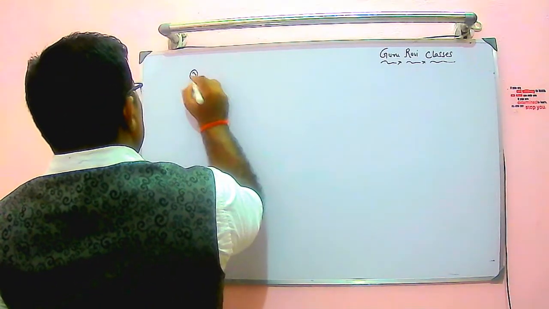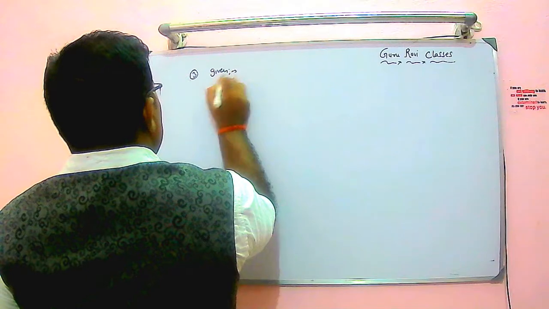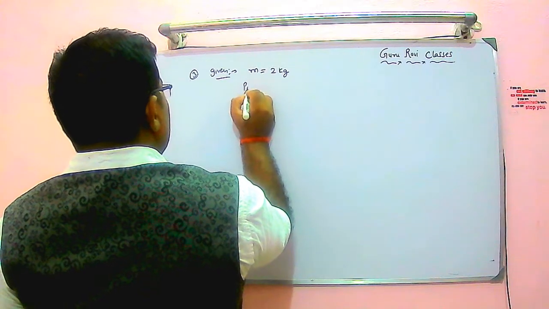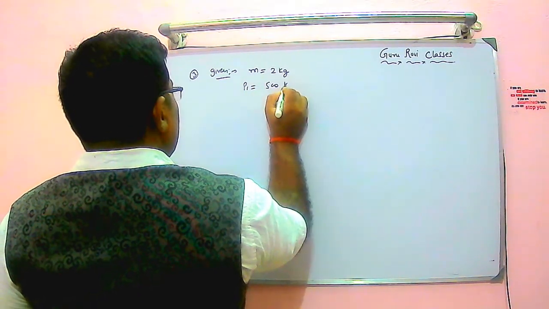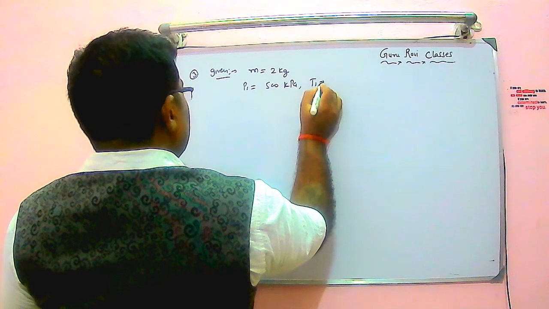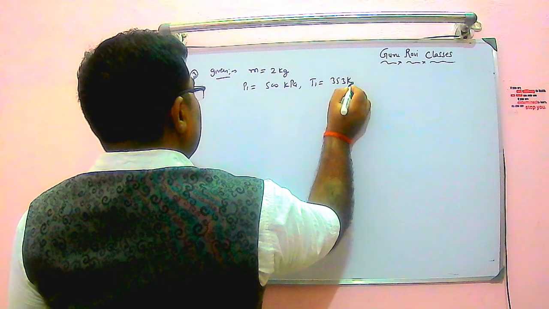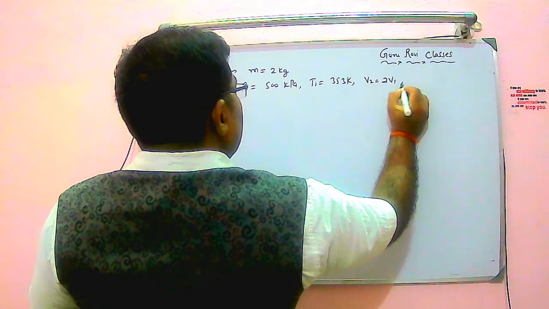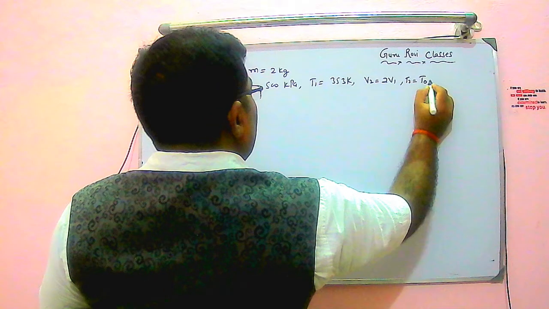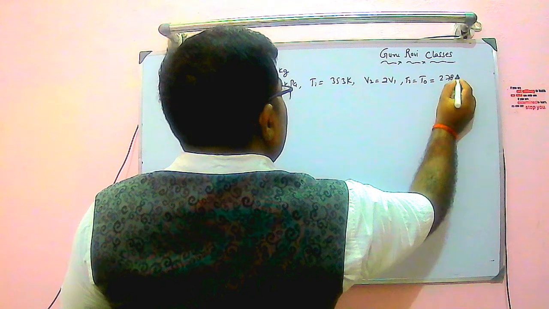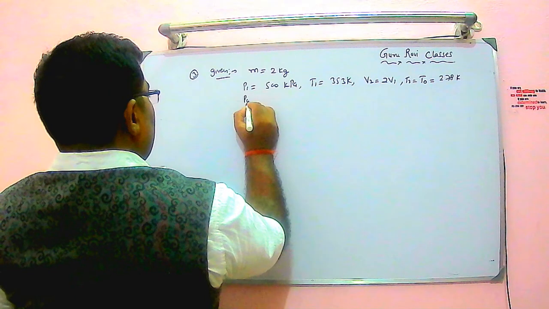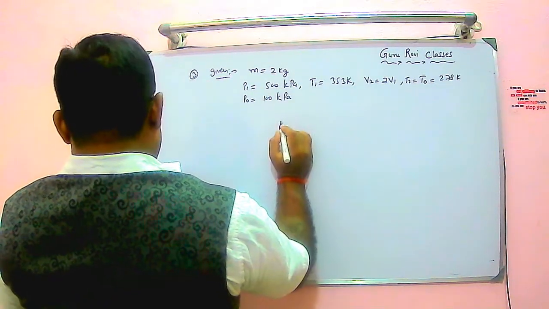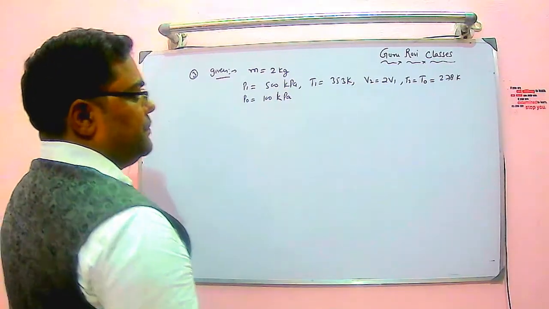So the third problem, what is given? Mass is given 2 kilogram. Initial pressure is given 500 kilopascal. Initial temperature is given 353 Kelvin. Final volume is given 2 times of initial volume. T2, that is equal to T naught, which is given as 278 Kelvin. P naught, atmospheric pressure, is also given 100 kilopascal. Alright, these are all things given.